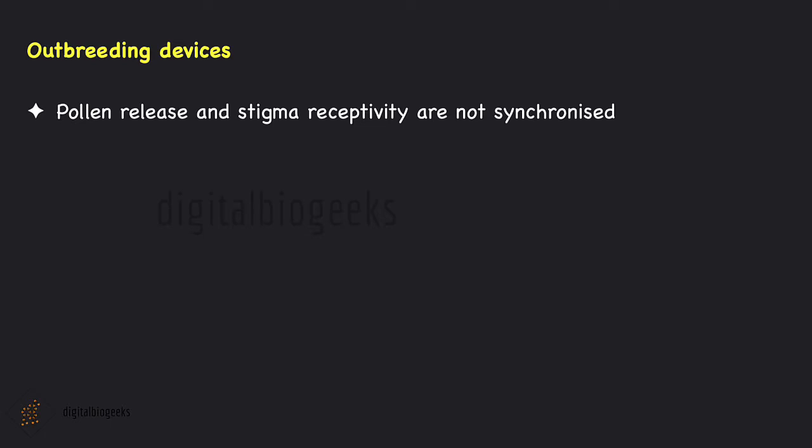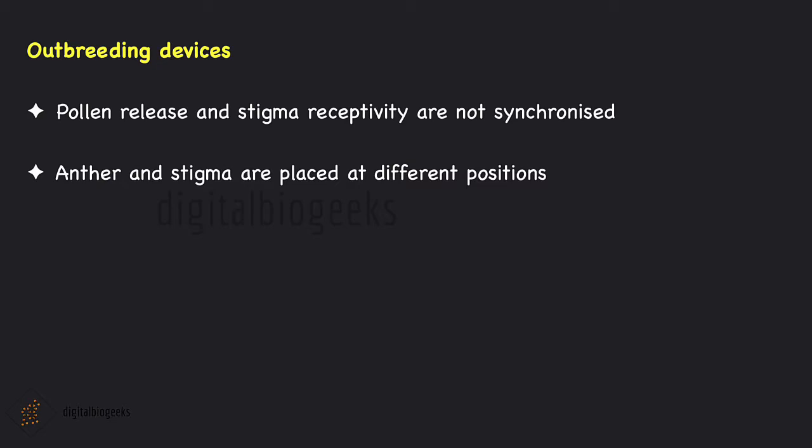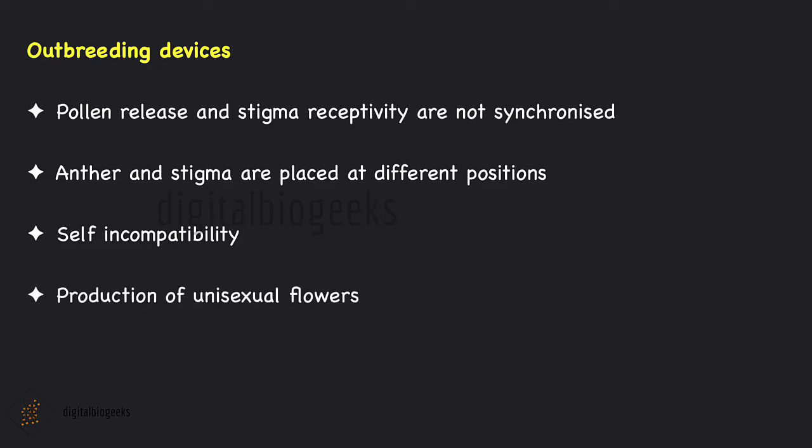Pollen release and stigma receptivity are not synchronized. That means sometimes the pollen gets released before the stigma gets receptive, or vice versa. Anther and stigma are placed at different positions so that self-pollination won't happen. Self-incompatibility. It is the inability of a fertile seed plant to produce a zygote after self-pollination by inhibiting pollen germination or pollen tube growth in the pistil. Production of unisexual flowers. One plant will contain either male or female flowers, as in papaya.